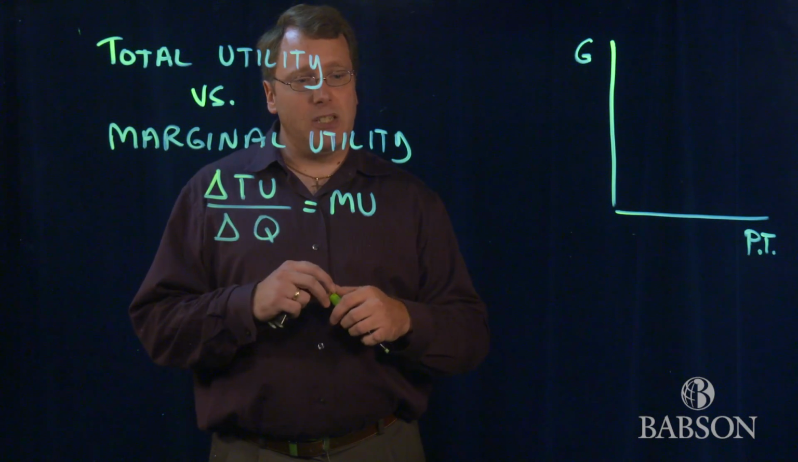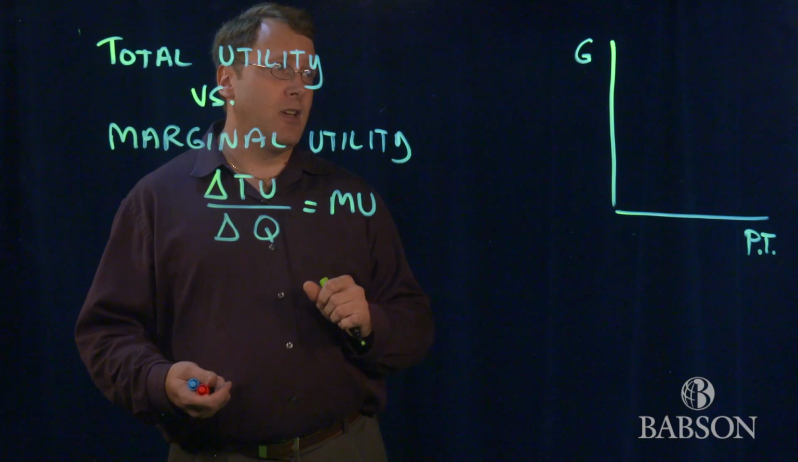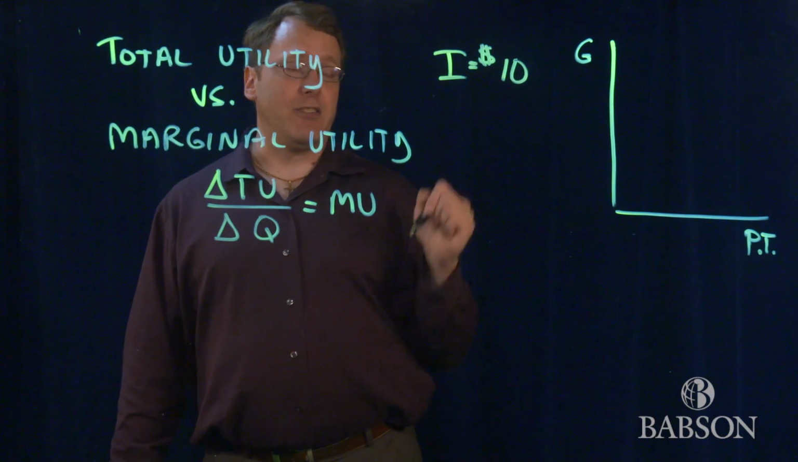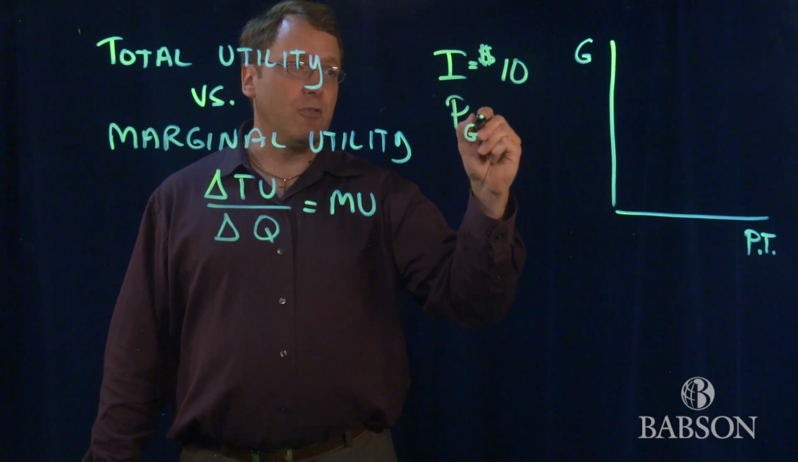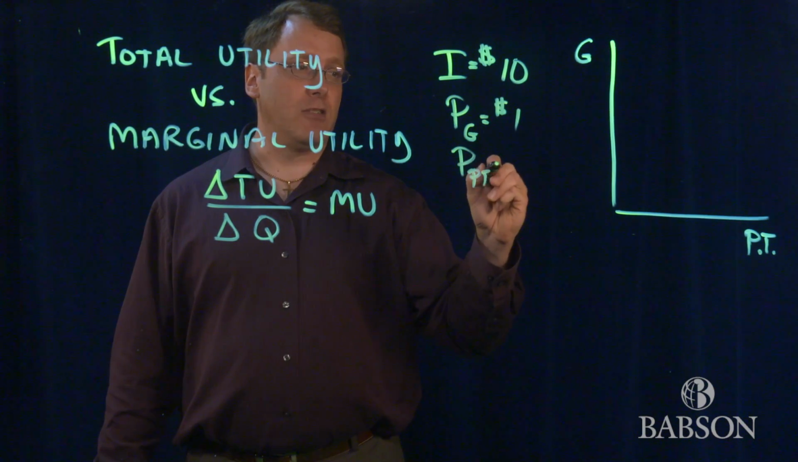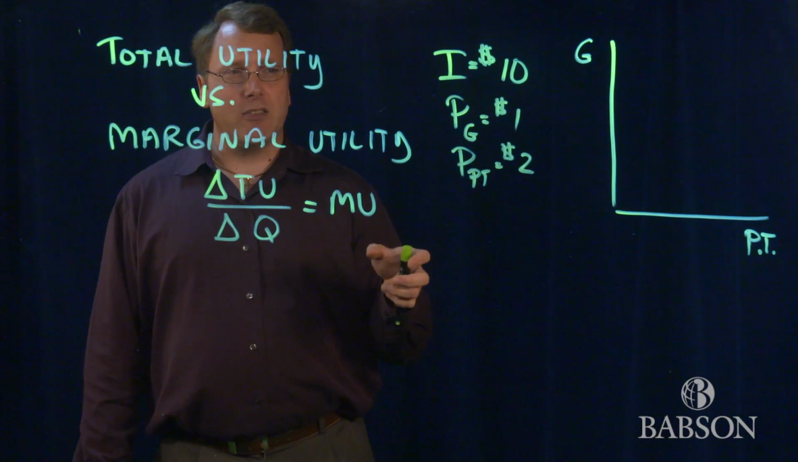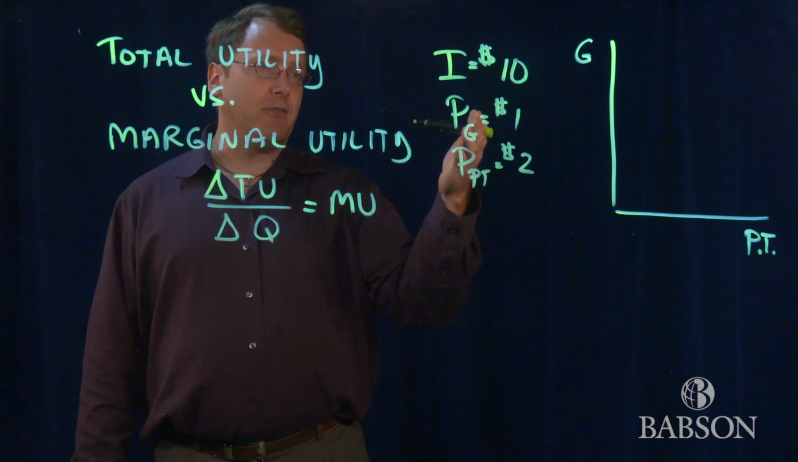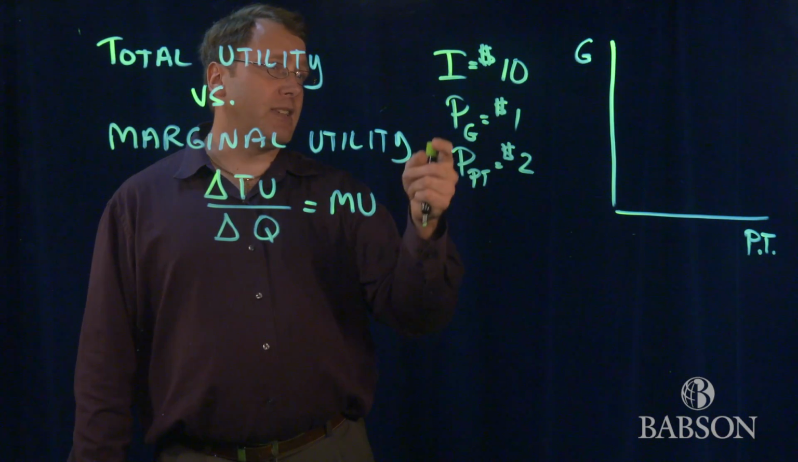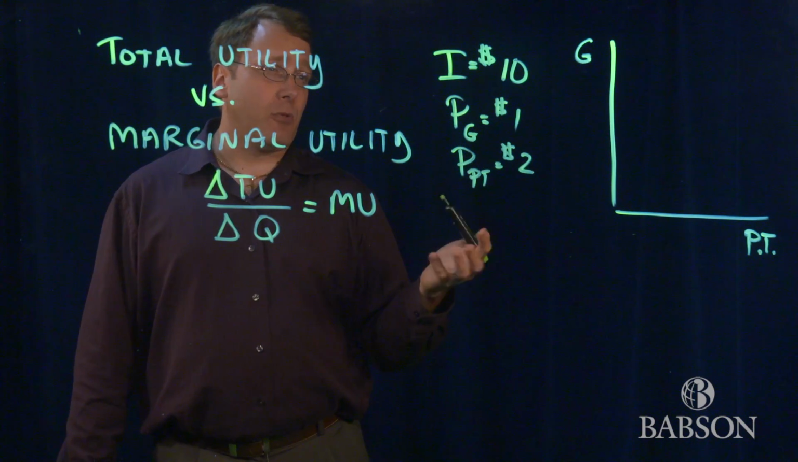And so one thing that we need to do is think about how we spend that income that's available to us. If you remember, we said the consumer has an income of $10, the price of granola is $1, and the price of a Pop-Tart is $2. And so if we only consider the utility that we're deriving from, say, granola and Pop-Tarts, there's a problem. And the problem is that they have different prices. So a Pop-Tart costs twice as much.